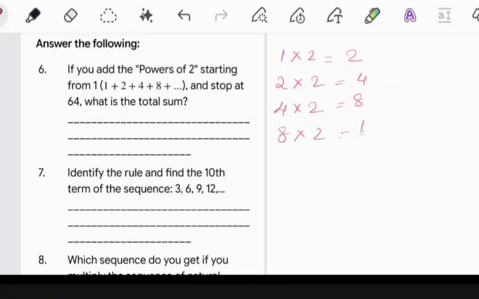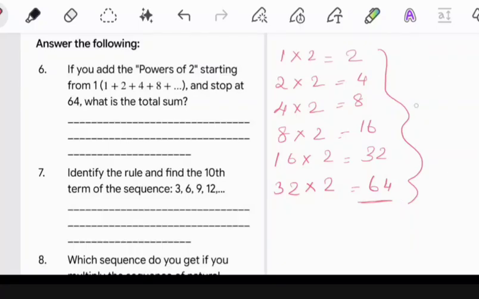8 into 2, 16. 16 into 2, 32. 32 into 2 is 64. Okay, we get to 64. After that, we can add all these numbers. While adding all these numbers, we get the answer 127. Okay. Now let's move to the tricky way.